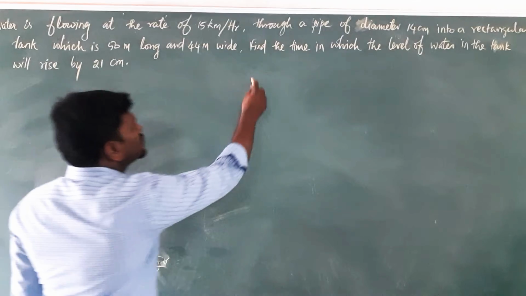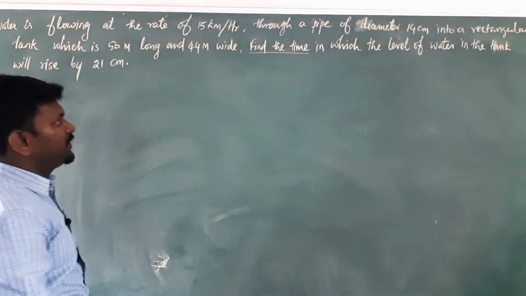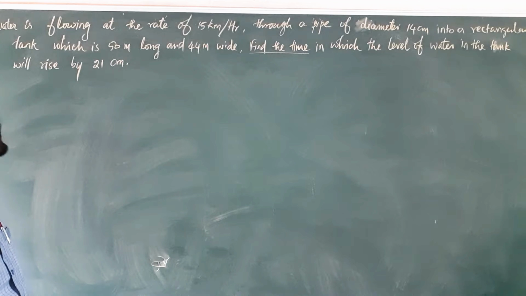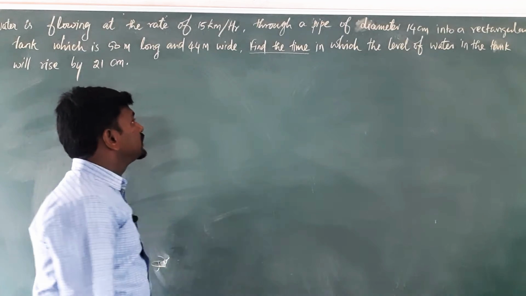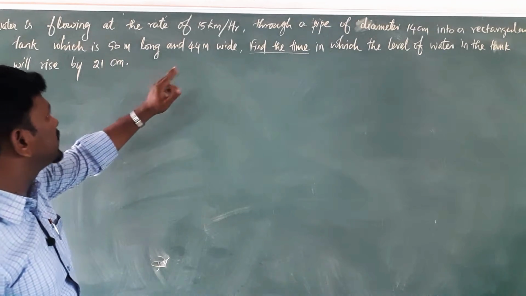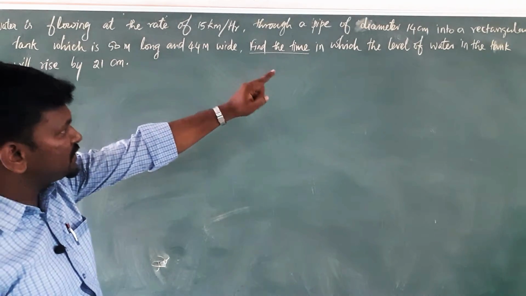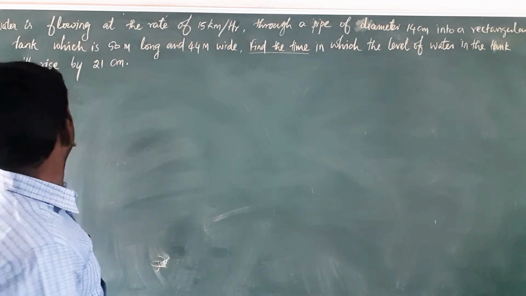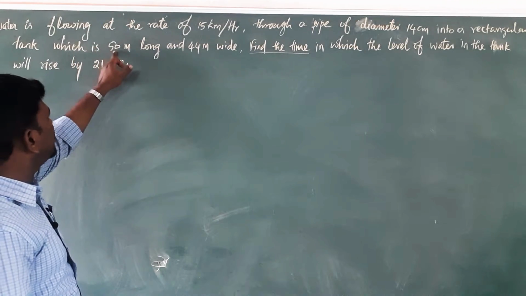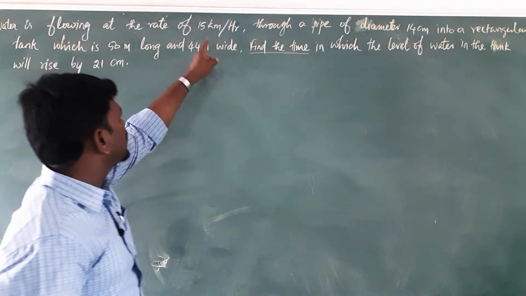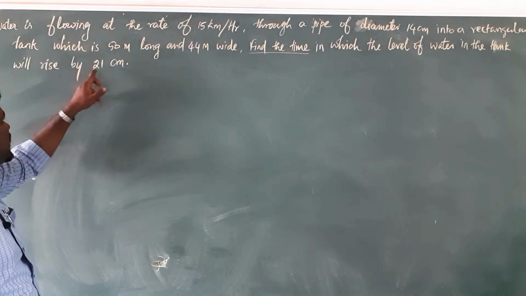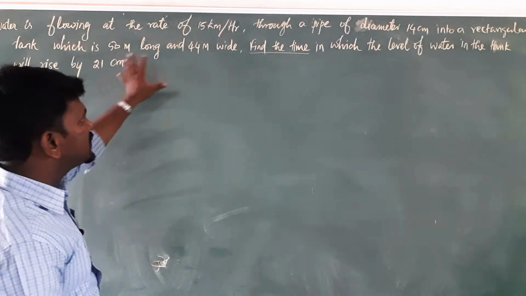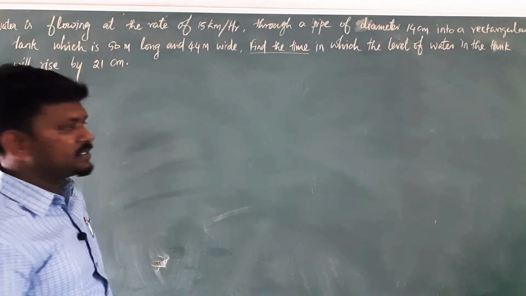Find the time. So, in this question we have to find the time in which the level of water in the tank will rise by 21 centimeter. So, in this question they have used different units here, kilometer per hour. Then the diameter of a pipe is 14, that is in centimeter. Then the tank 50 meter, 44 meter. So, kilometer, centimeter, meter, then again the water level rise by 21 centimeter. So, first of all we have to change the units.